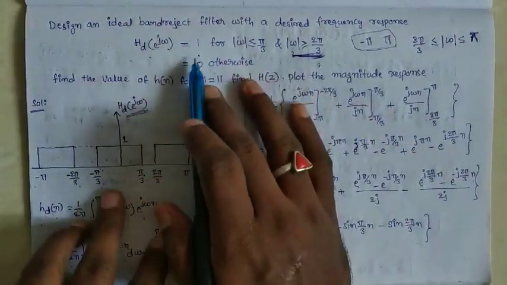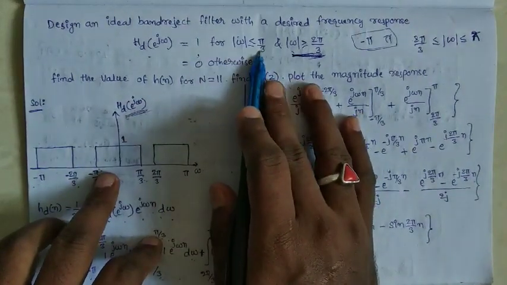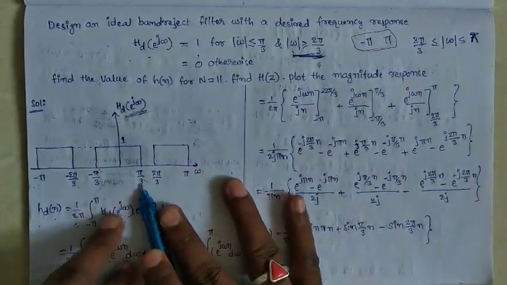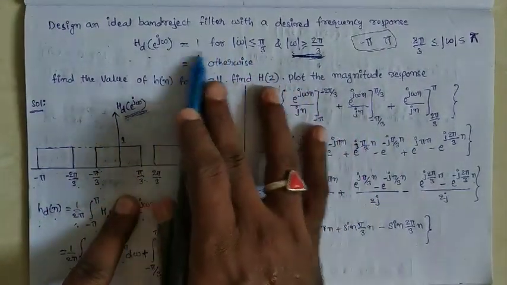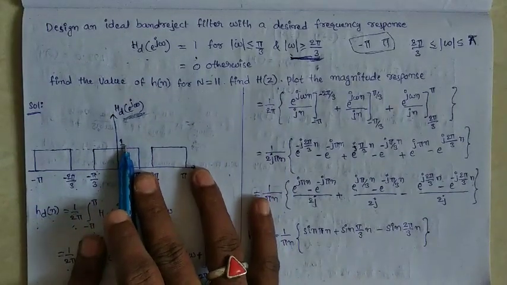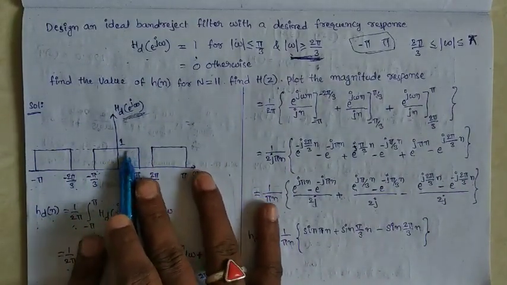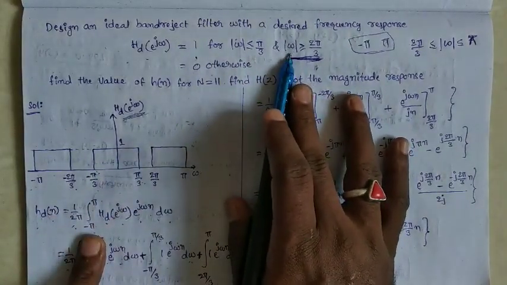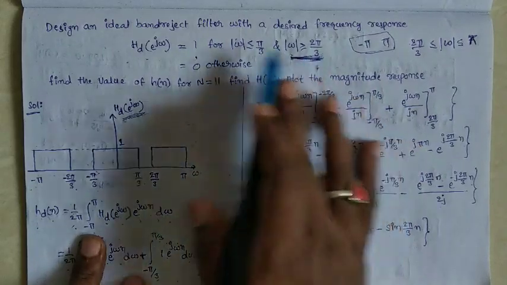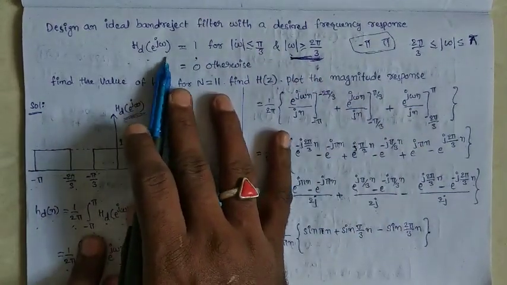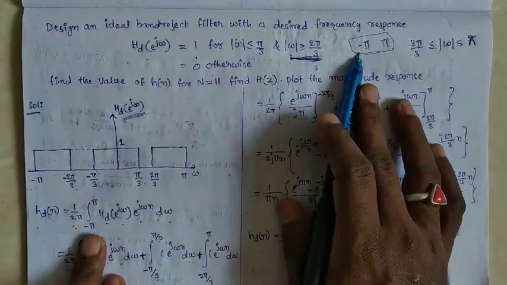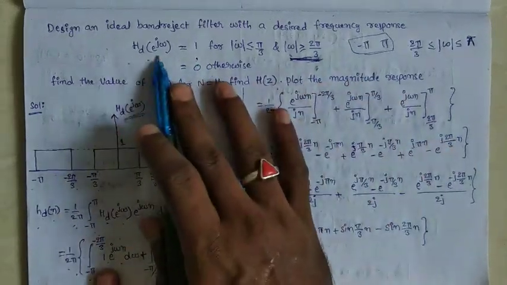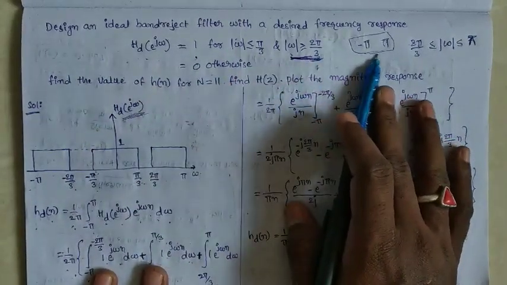Here HD of e power j omega is equal to 1 for mod omega less than or equal to 5 by 3, this means minus 5 by 3 to 5 by 3. Here the amplitude of HD of e power j omega is 1. Actually, HD of e power j omega is calculated in the interval between minus pi to pi.